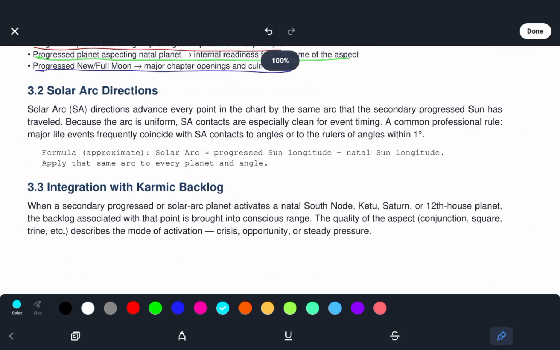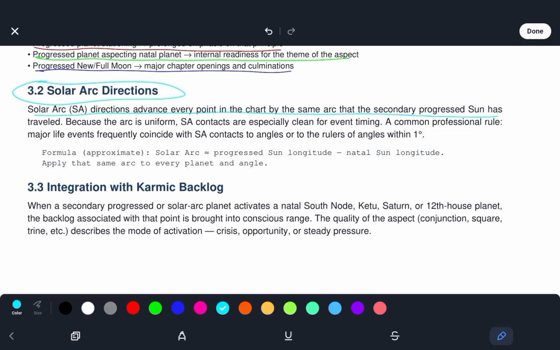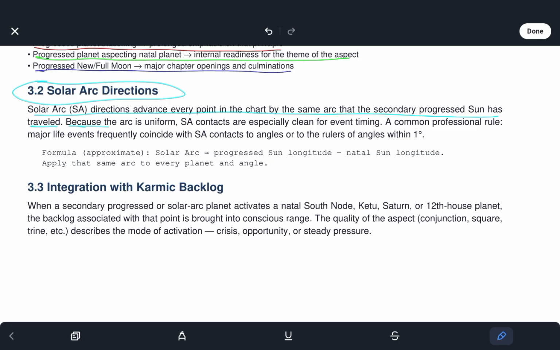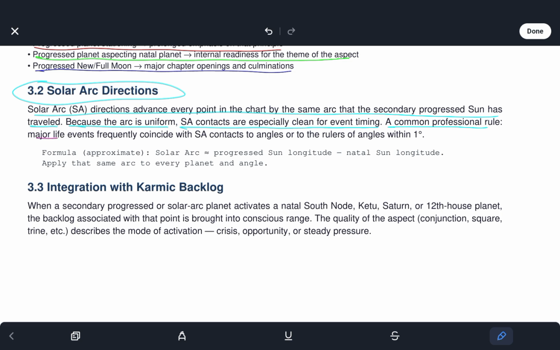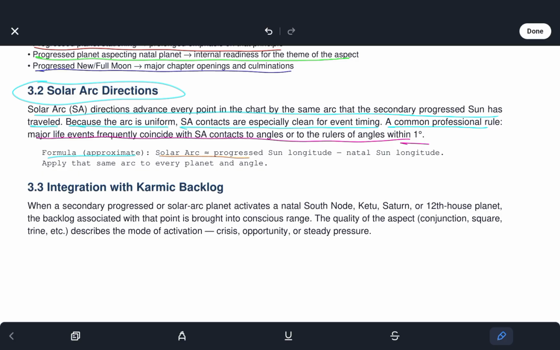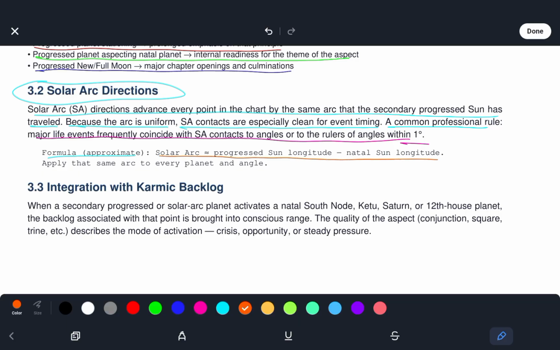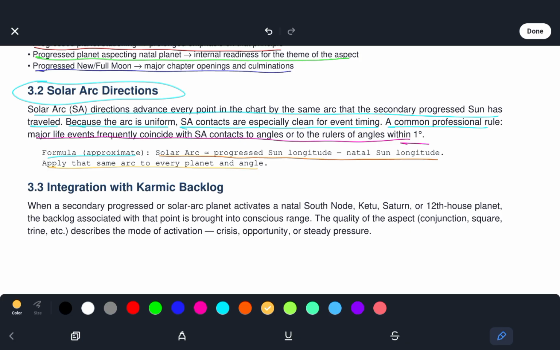Solar arc directions. So these advance every point in the chart by the same arc that the secondary progressed Sun has traveled. Because the arc is uniform, solar arc contacts are especially clean for event timing. A common professional rule is that major life events frequently coincide with solar arc contacts to angles or to the rulers of angles within 1 degree. We see the formula approximate here: solar arc equals the progressed Sun longitude minus the natal Sun longitude, and apply that same arc to every planet and angle.